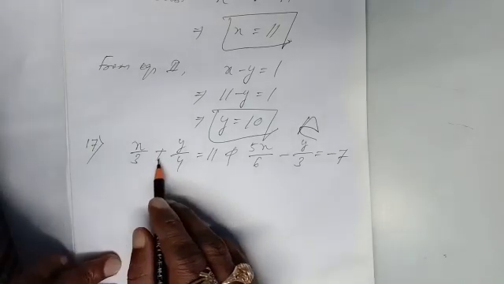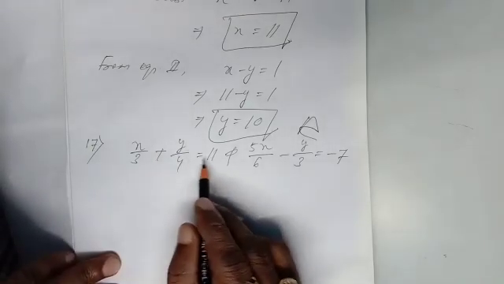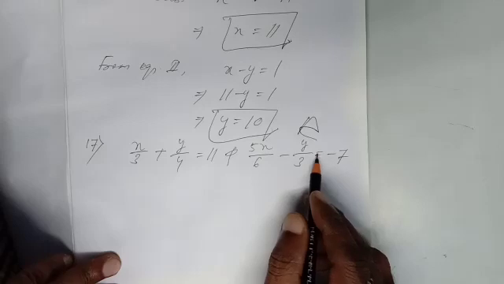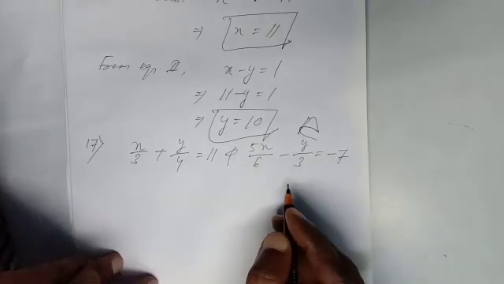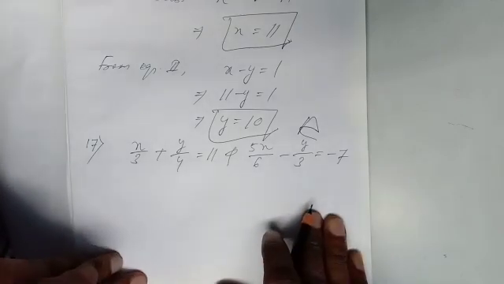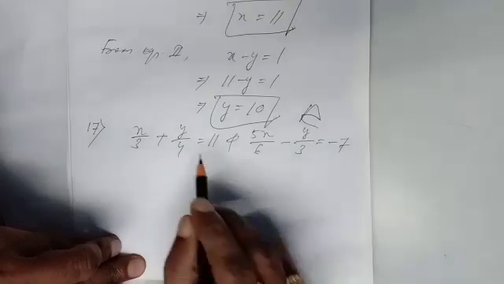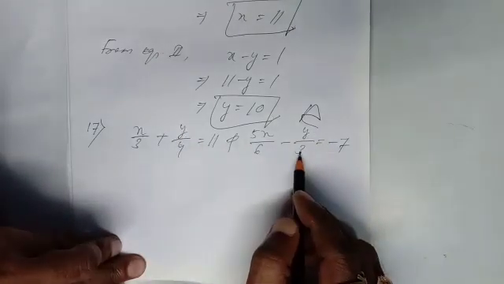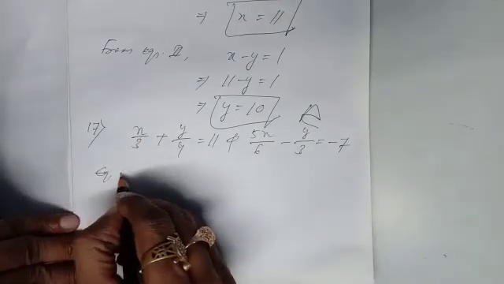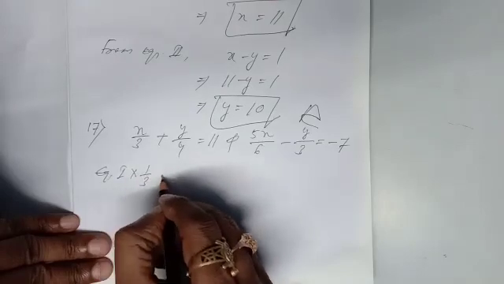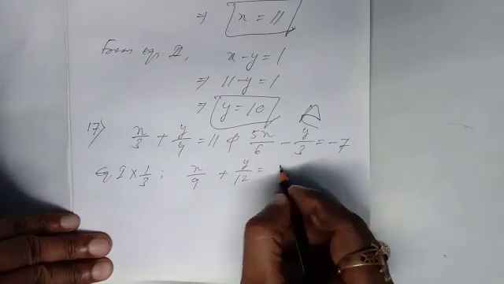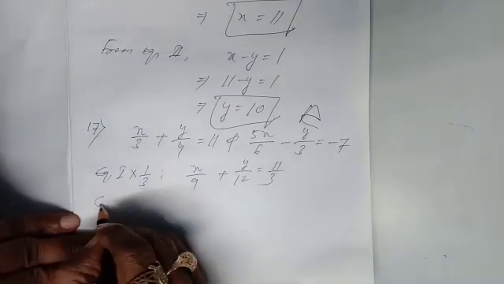Question given: x by 3 plus y by 4 is equal to 11. This is equation number 1. And equation number 2 given: 5x by 6 minus y by 3 equal to minus 7. You have to solve for x and y by any method. I am doing it by the elimination method. Before going to elimination, you see here y by 4 given, here y by 3 given. If you multiply equation 1 into 1 by 3, this will be x by 9 plus y by 12, and this is 11 by 3 after multiplication.